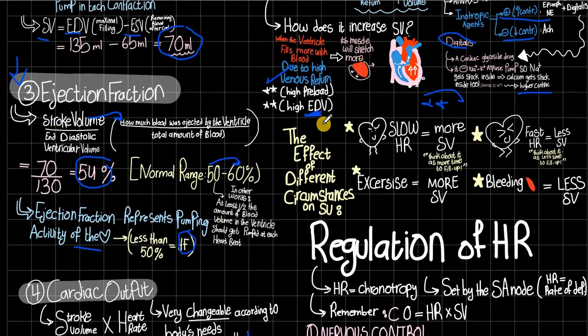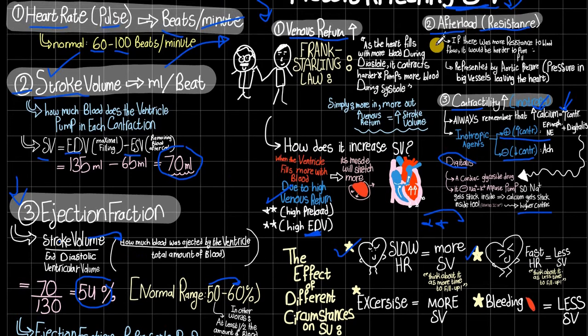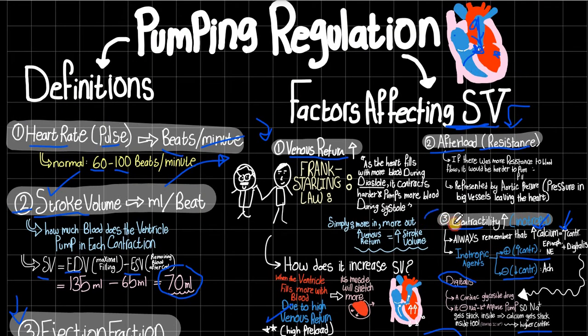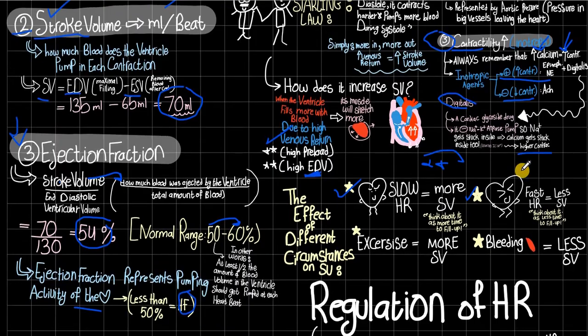Now we are going to mention the effect of different circumstances on the stroke volume and how the heart responds to these circumstances. These two are very important, and many people mix them up with heart rate, with heart contractility. So you have to remember that if the heart contracts harder, it's going to increase the stroke volume. But if the heart contracts faster, not harder, it's going to decrease the stroke volume.